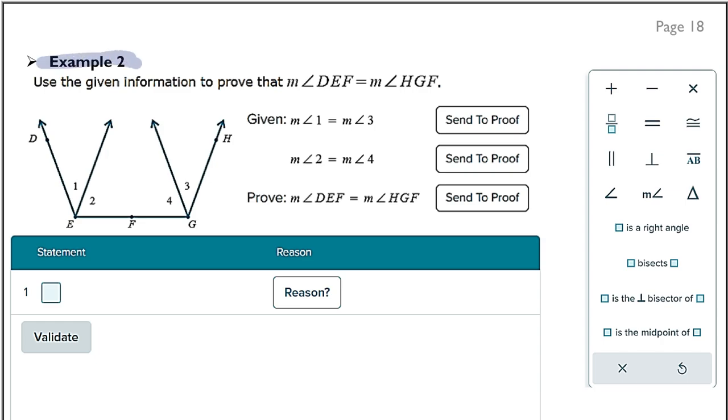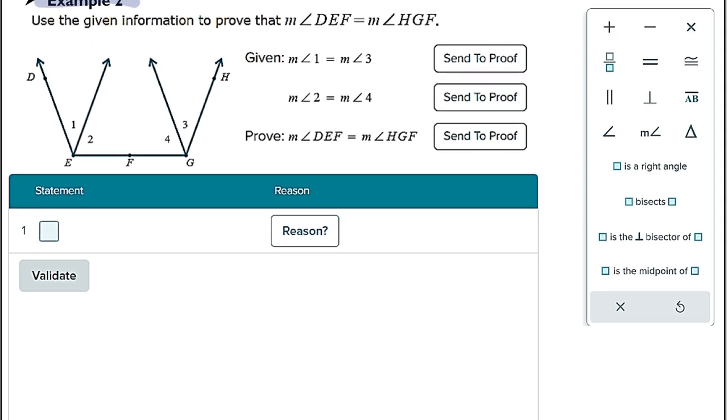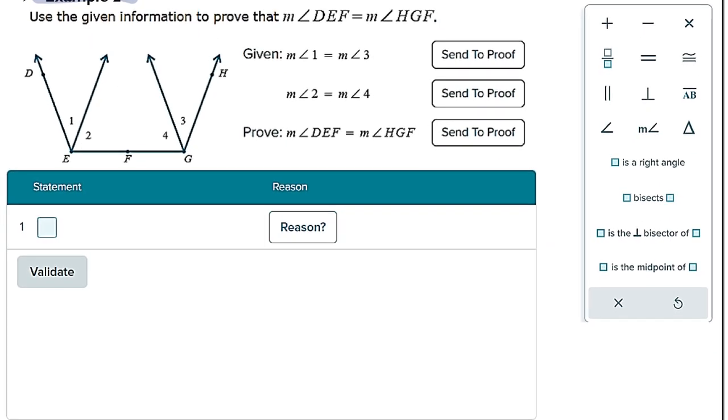So let's do that. The first thing, again, I like to send the givens to the proof. There are 2 given things, so I like just plugging those in. So again, I like to start with those. You don't have to, so I'm going to send those to the proof. So let's just start there.